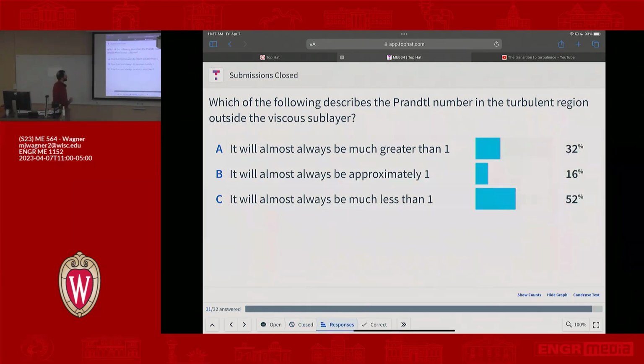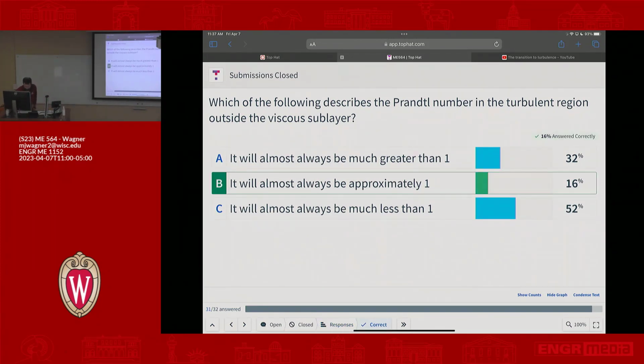All right. It will almost always be much greater, which would mean momentum transport is much greater than heat transport. Or it will almost always be much less, which is the reverse of that. Or it will almost always be approximately 1. Okay, well, our anticipation is not very on. All right.